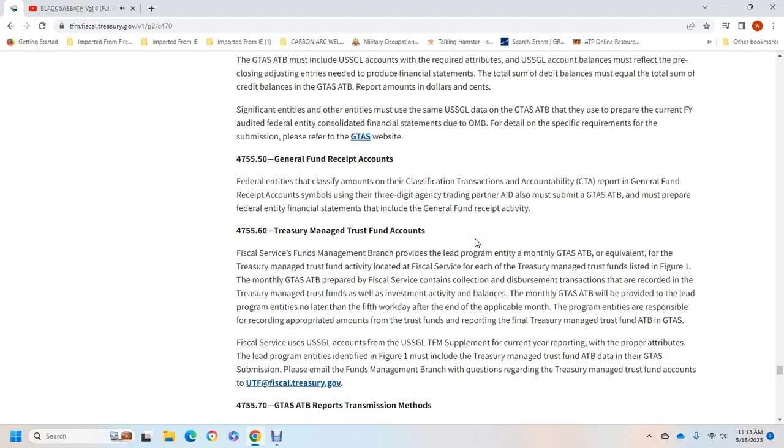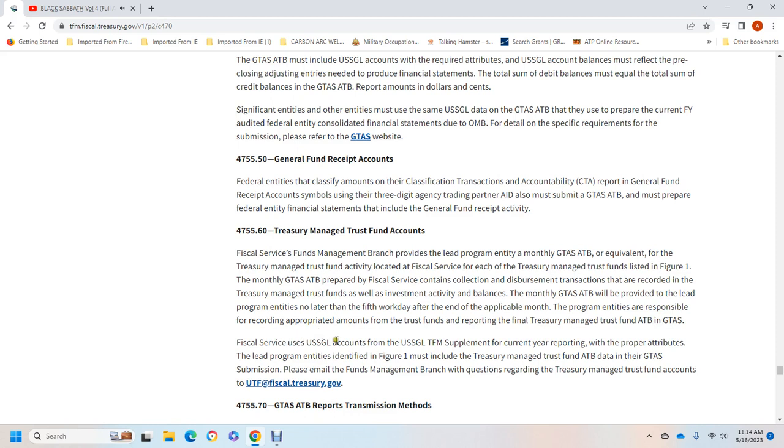The monthly government-wide treasury accounting symbol, on a treasury basis, is prepared by the official with the collection from December for the transactions with the record of the Treasury Managed Trust Fund, as well as the investment activity balance. The adjusted trial balance will be provided to the lead program no later than the 5th workday after the end of the applicable period, and is responsible for recording appropriated amounts of the trust fund with appropriate financial Treasury Managed Trust Fund adjusted trial balance in the government-wide treasury accounting symbols.